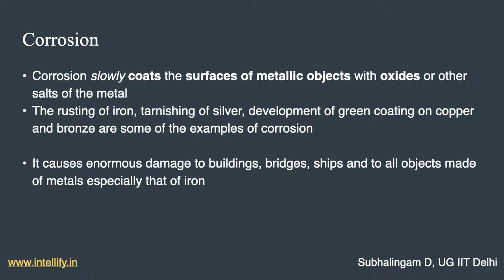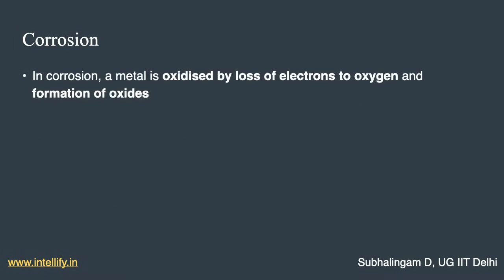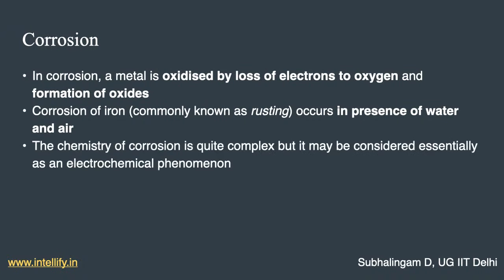It is of great importance that you know how to prevent corrosion. We lose crores of rupees every year on account of corrosion. In corrosion, a metal is oxidized by loss of electrons to oxygen and formation of oxides. Corrosion of iron, commonly known as rusting, occurs in the presence of water and air. So when does corrosion of iron, that is rusting, happen? You need the presence of air and water for it.